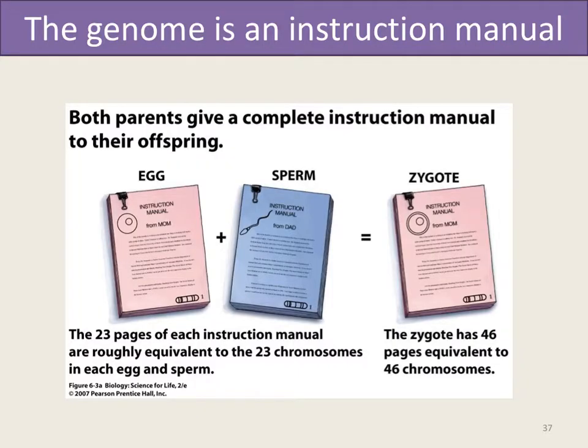Okay. Now, I kind of alluded to this. For now, we're just going to say a genome is like an instruction manual, in terms of the genotype and then the phenotype. And essentially, we get 2 instruction manuals, one from mom, one from dad.